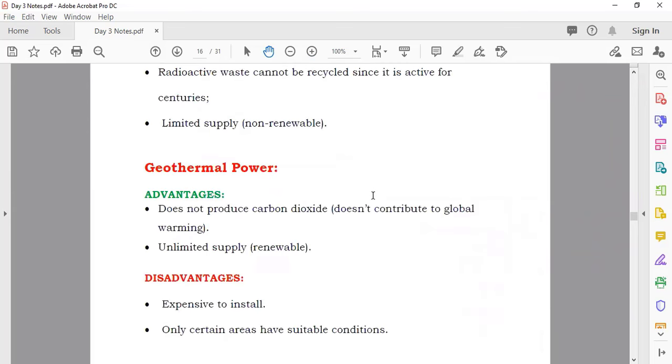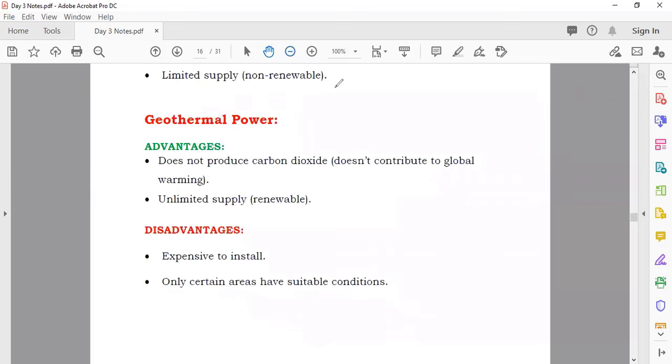Again, geothermal. In geothermal, the advantages are: it does not produce carbon dioxide, and it has an unlimited supply. If the rocks are down there, you can get renewable energy. Unlimited means renewable here. Disadvantages: expensive to install. Excuse me, sir. Yes. Another name for plentiful supply is unlimited supply. Yes, plenty, you can say unlimited. Plenty actually means a lot, uncounted.